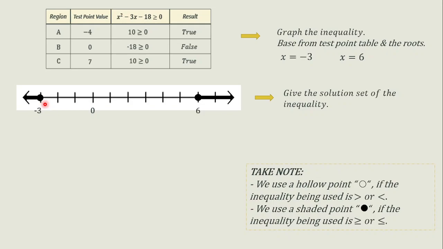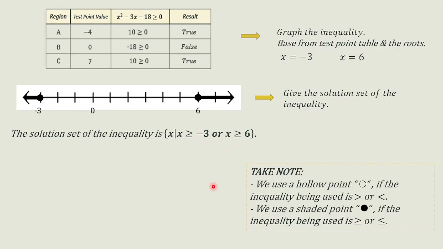The next thing we will do is give the solution set of the inequality. How do we base the solution set? We base it only on our graph. Please follow this format, which depends on the letters we use. Because the variable is x, we use x in this mathematical statement: the set of x such that x is greater than or equal to negative 3, or x is greater than or equal to 6. This is our solution set.